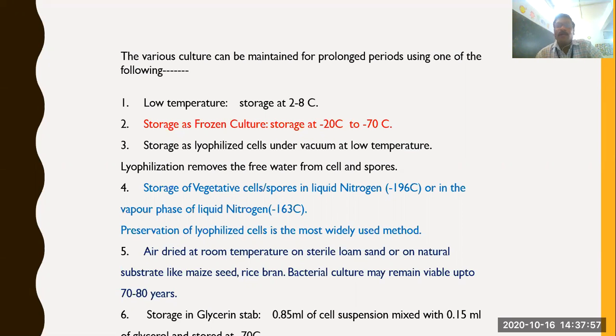Storage as a lyophilized culture, mainly under vacuum at low temperature. What exactly are we doing with lyophilization? During lyophilization, we remove the free water present inside the cell and in the spores. From the spores and cells we remove the free water molecules, and the entire cell is left in the form of a powdery deposit. That powdery deposit is nothing but the lyophilized culture. Another is the storage of vegetative cells as well as spores.